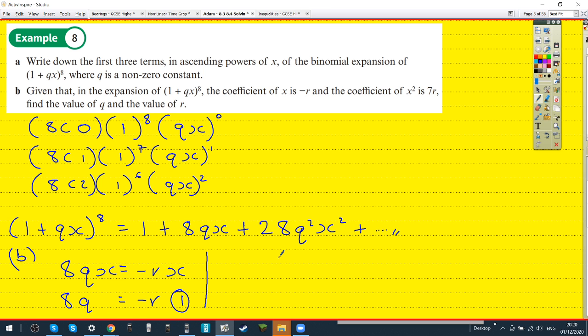And then what do you do for x squared now? Yep. So you'd write 28q squared x squared equals x squared 7r, or 7rx squared. You can get rid of both x squareds. 28q squared equals 7r. And then you can divide by 7 on both sides, which gives you 4q squared equals r.